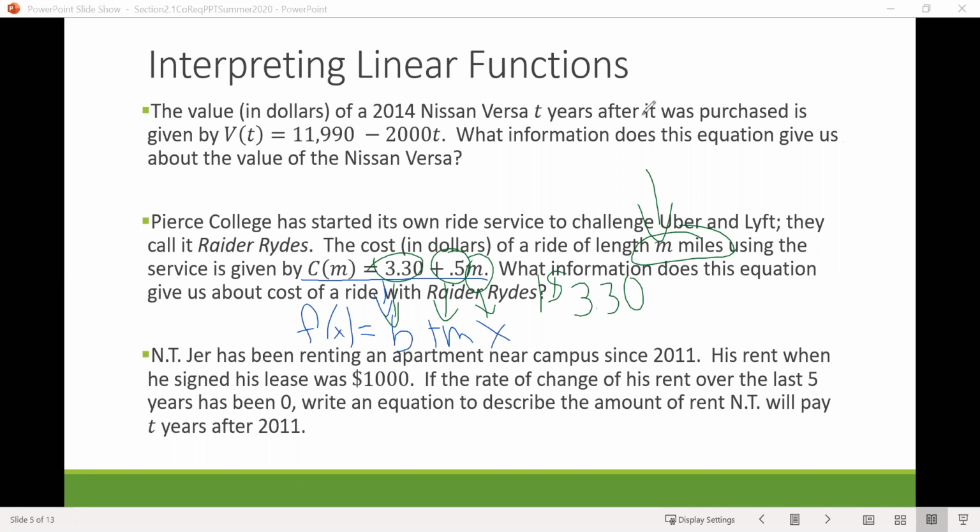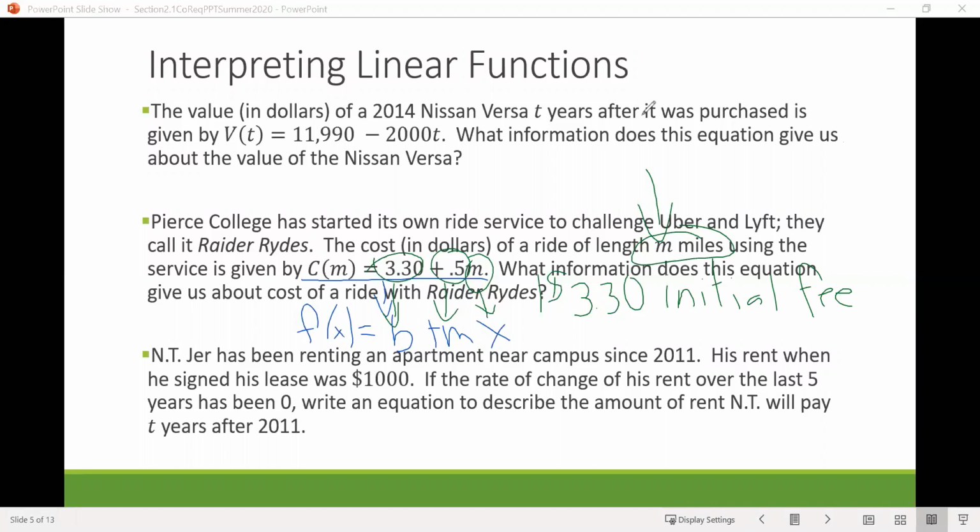Well, it's the value for b, which means it's our starting value. So in terms of the situation, it means what? Right, it means that there's like a $3.30 initial fee, like when you call the Raider Rides or when you get into the car.